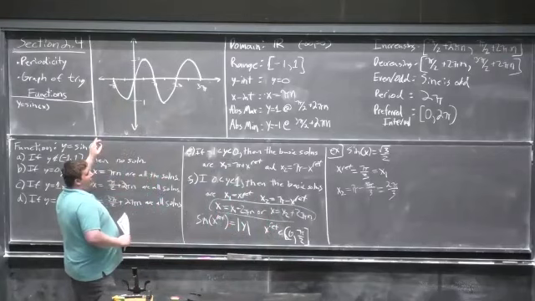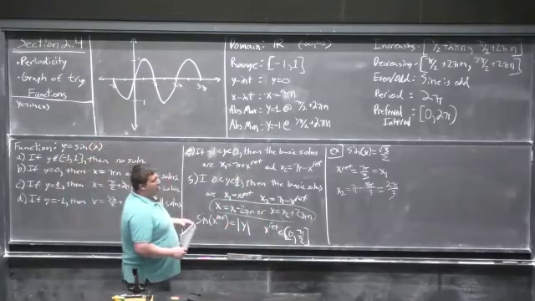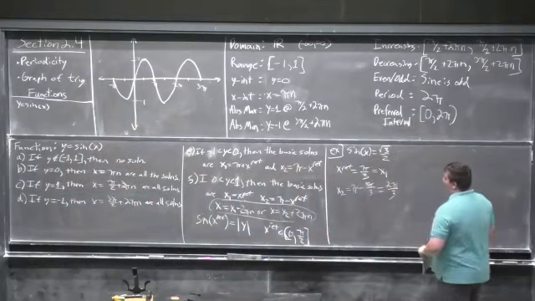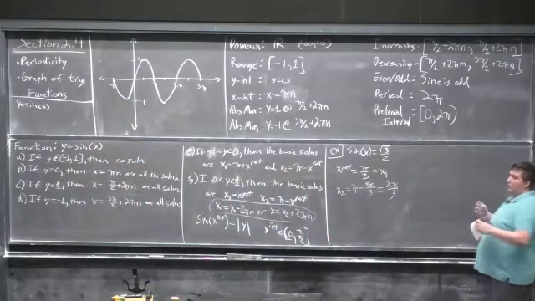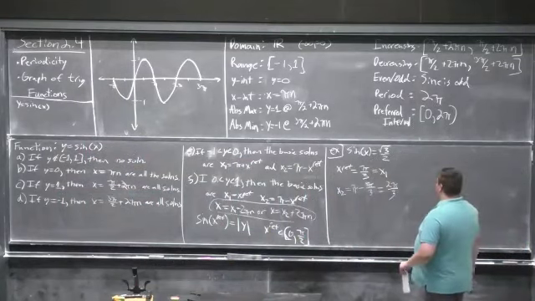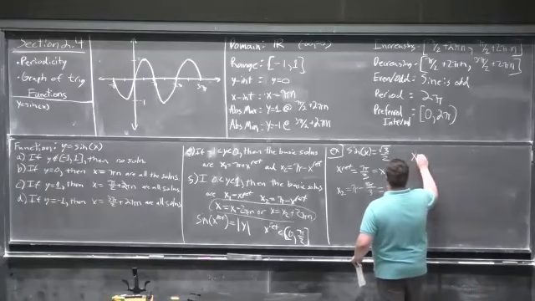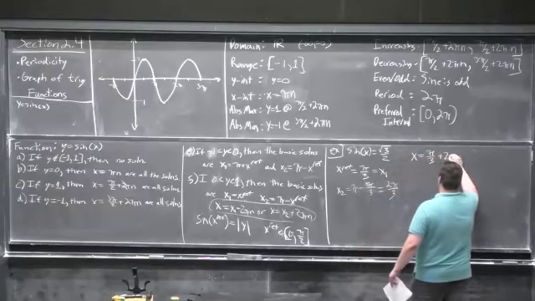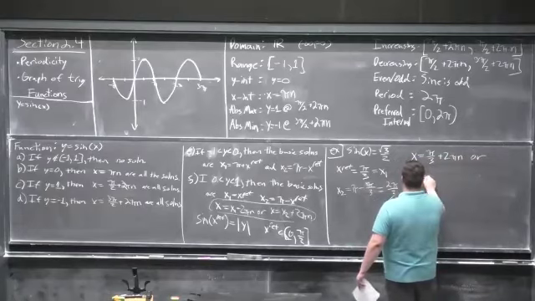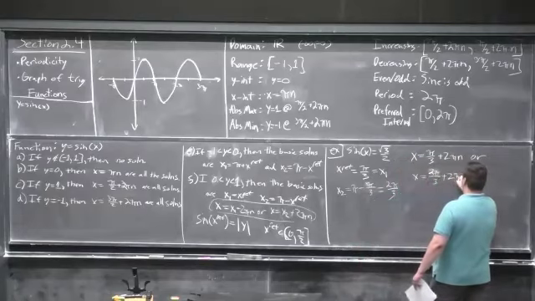And now, since we're a periodic function of 2 pi, we're going to take each one of these references and add 2 pi to them. So I would say that x is equal to pi over 3 plus 2 pi n, or x is equal to 2 pi over 3 plus 2 pi n.